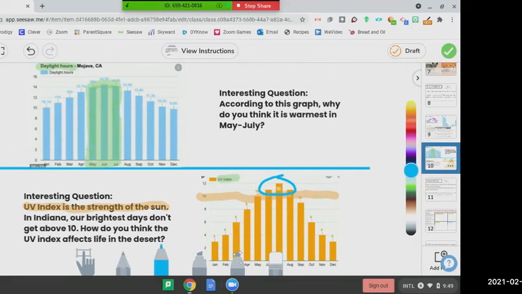My aunt actually lives in Arizona, which is not far from this area in California. And she said that if she's outside for 15 minutes, she can get a sunburn. Boom, 15 minutes like that. So how do you think the UV index affects life in the desert? The fact that the sun is so strong, what do you think that does to the plants and animals? What do you think?